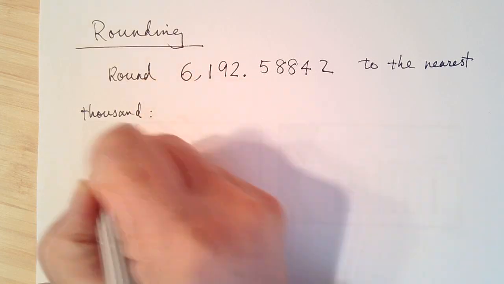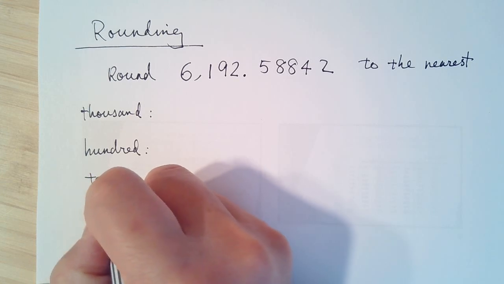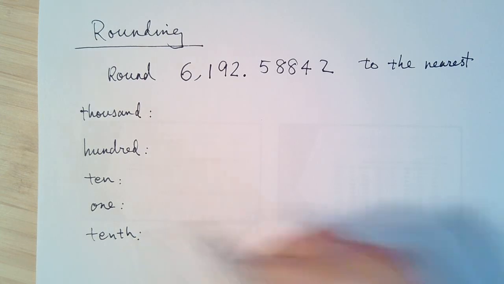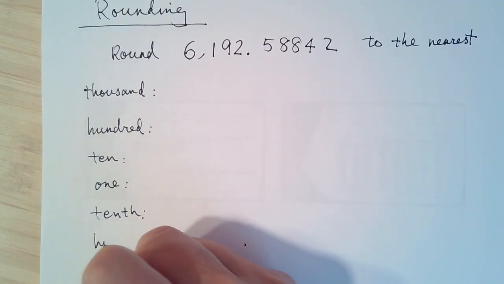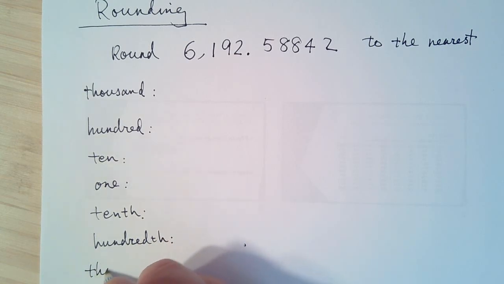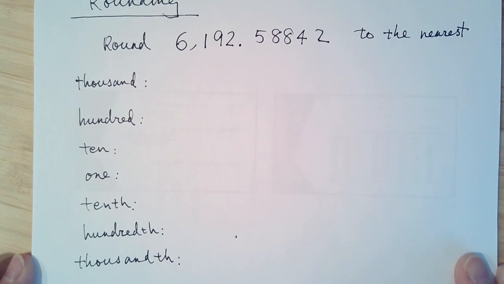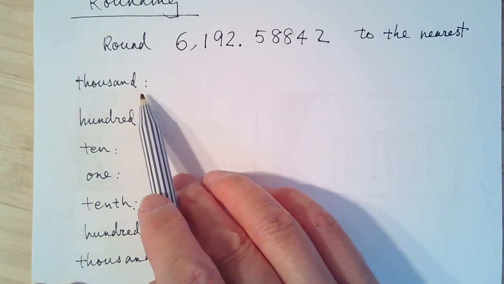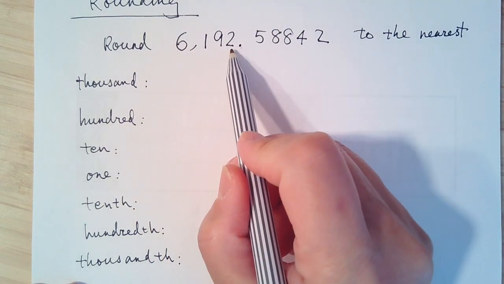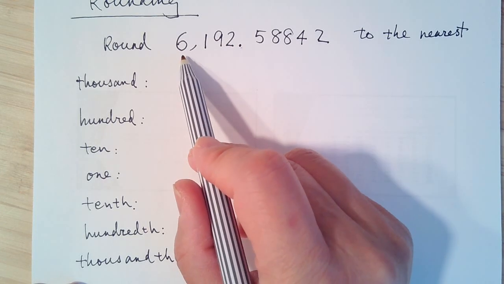To the nearest 1,000, 100, 10, 1, 10th, 100th, and 1,000th. I think after you learn this, you should be okay. All right, how should we do that? If I ask you to round it to the nearest 1,000, 1,000 is this digit. So you know this is the decimal point. To the left of it are the units or ones, tens, 100, 1,000. So that's here.